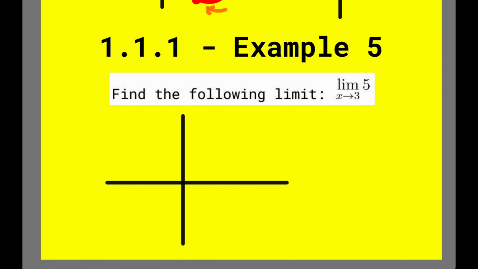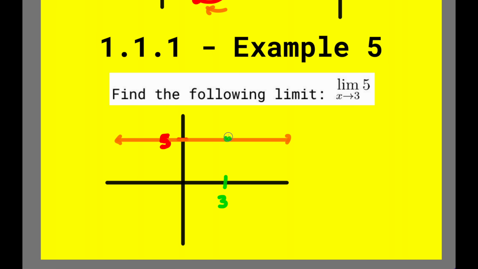You might not be able to just think about it by looking at it, so I'm just going to graph it. I'm graphing y equals 5. If I graph y equals 5, it's just going to look like this. It's just a horizontal line, y equals 5. Hopefully that's a review from old school algebra on how to do that. And we're approaching 3. I'm just going to say it's 3.